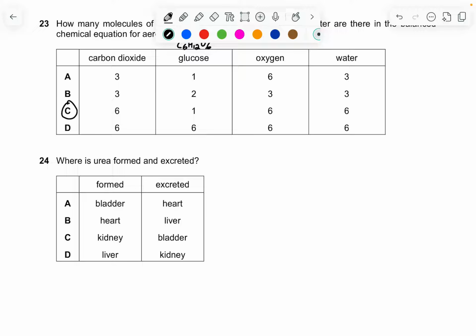Question 24. Where is urea formed and excreted? It is formed in the liver and excreted in the kidney.